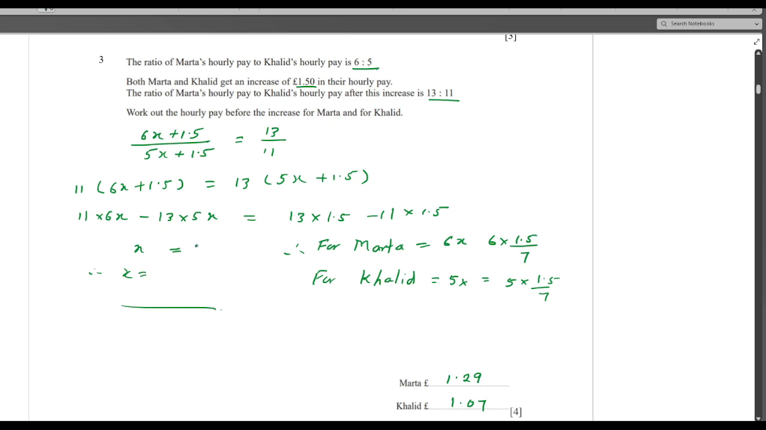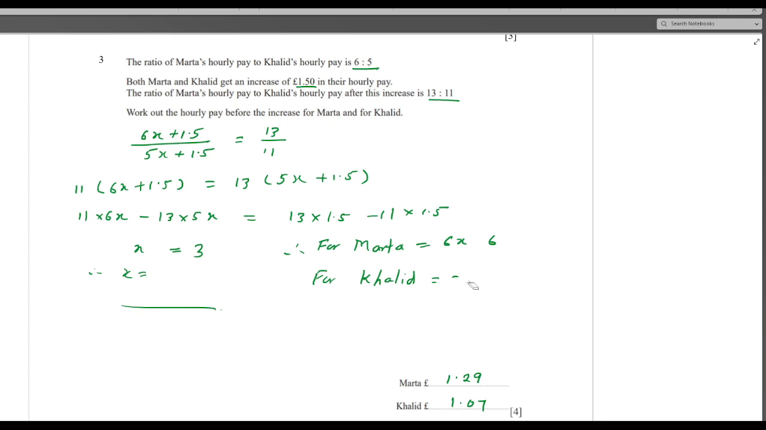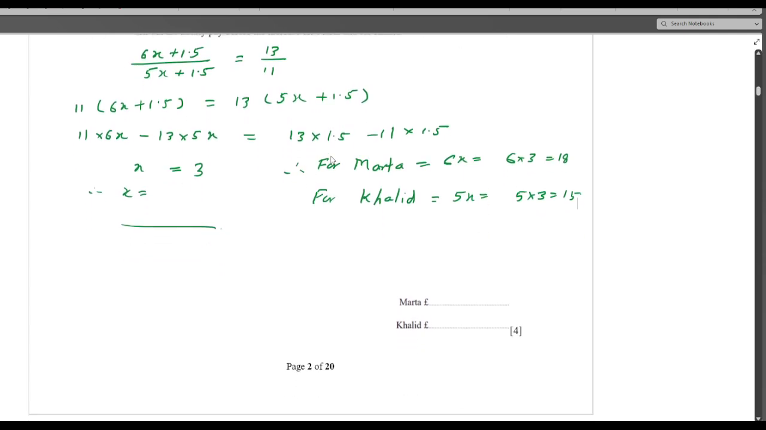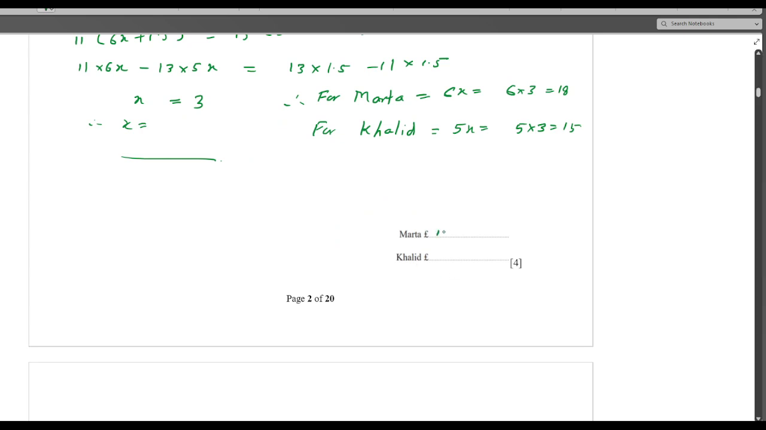Your x is 3, and therefore as x is 3, 6x will be 6 times 3, and 5x is 5 times 3. So 6x is 18, and 5 times x, that is 5 into 3, is 15. So here Martha's hourly pay is 18 and Khalid's hourly pay is 15.